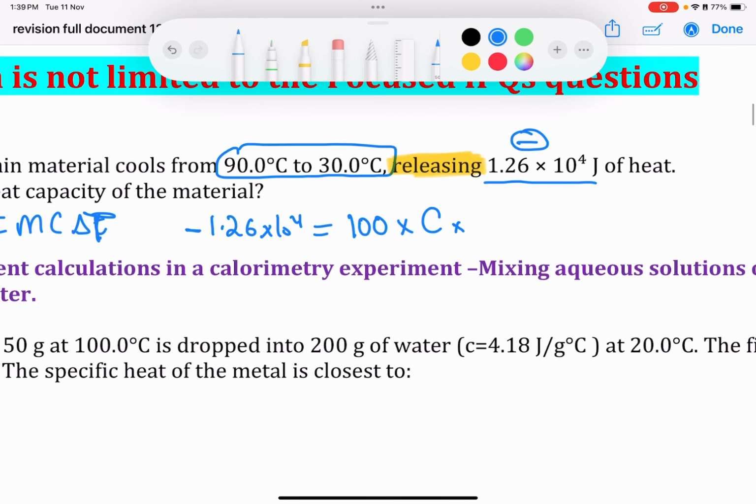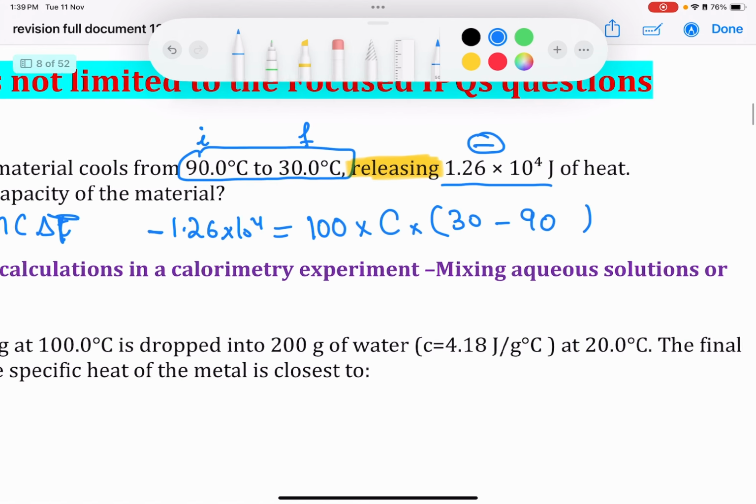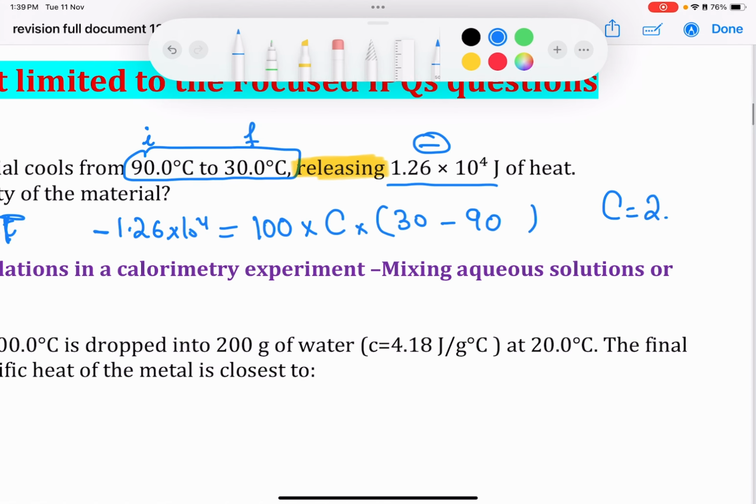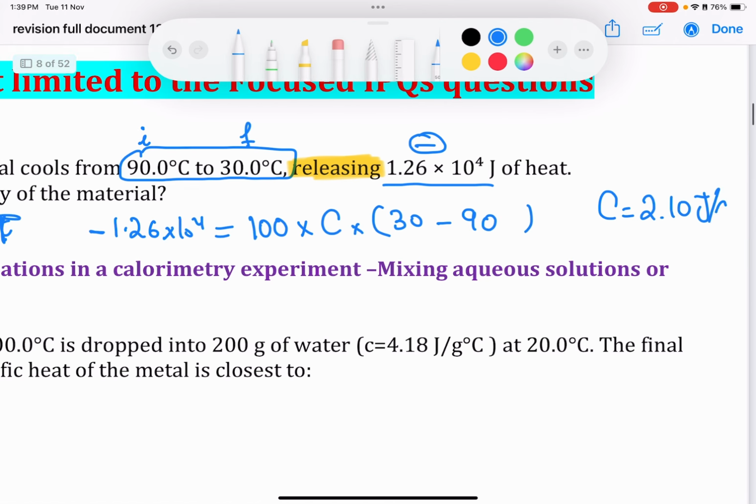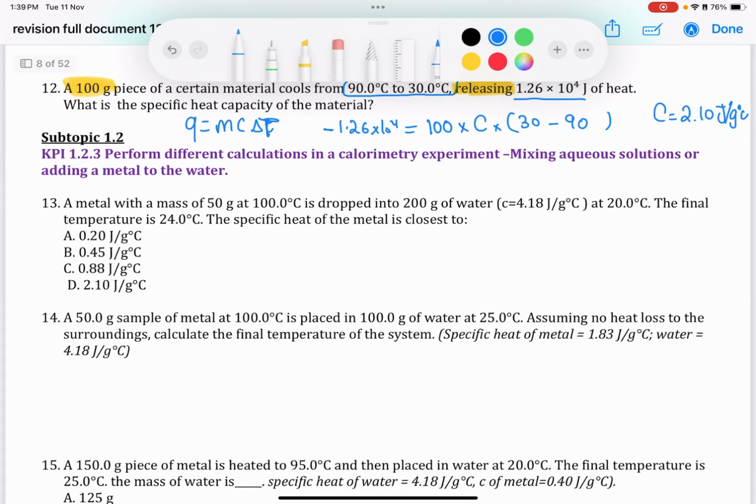We need to find the specific heat capacity, and they are saying that the temperature changed from 90, that's initially, to 30. So I can know that because the temperature dropped, heat is going to be released. So 30 minus 90. So the final answer is going to be 2.10 joules per gram Celsius. That is the specific heat capacity.